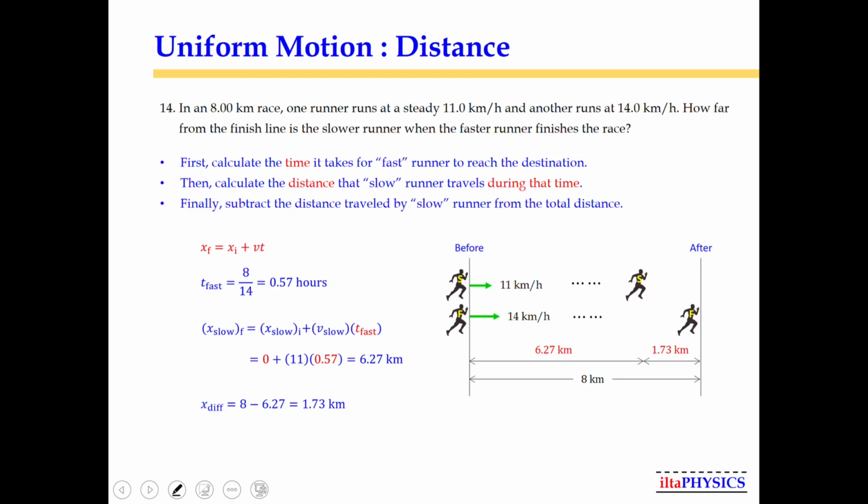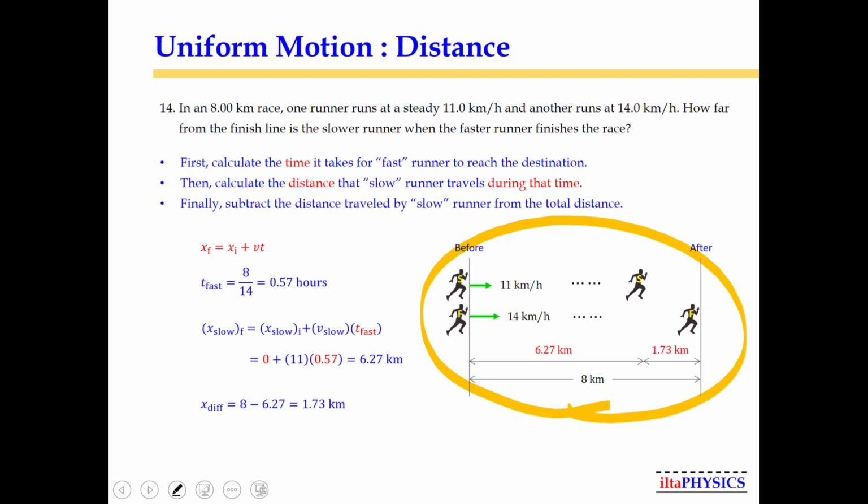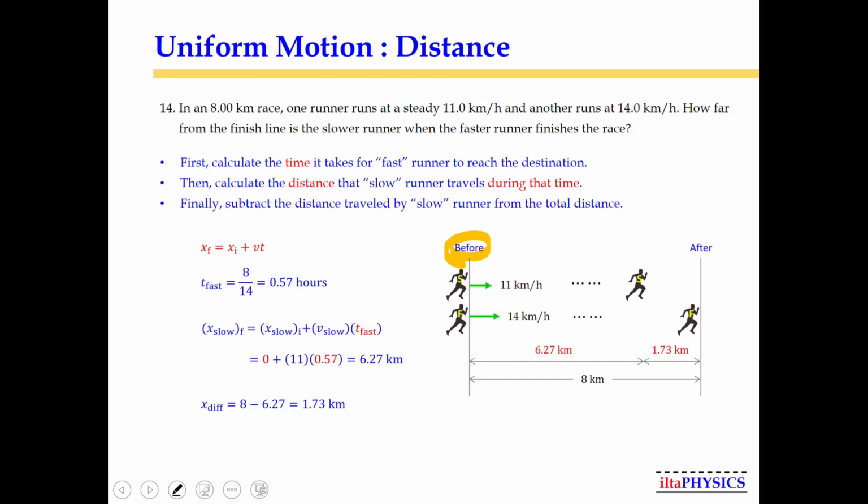Question 14 describes two runners running 8 kilometers at different constant speeds. The question asks for the distance gap between the two runners at the moment the faster runner crosses the finish line. You can probably imagine the scene in your head. If you can read this problem and draw a diagram like the one below, you've basically solved most of it. First, both runners are at the same starting line. Then, at the moment the faster runner hits the finish line, the slower runner is trailing behind. The goal is to calculate that distance gap.